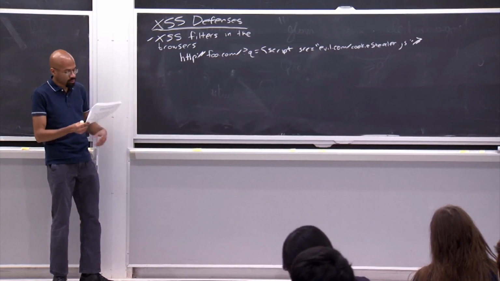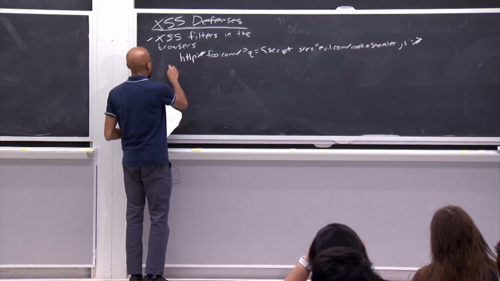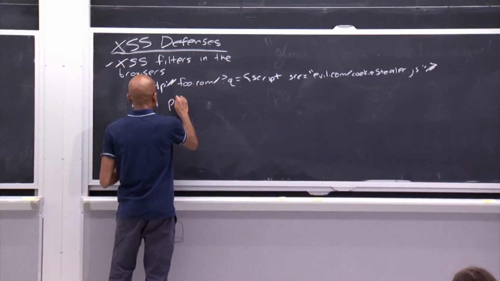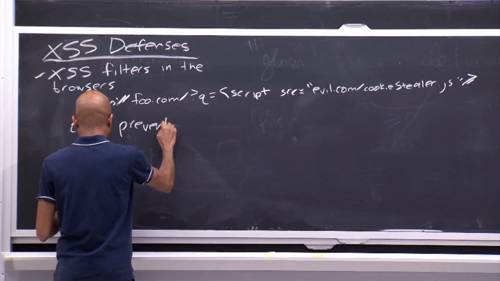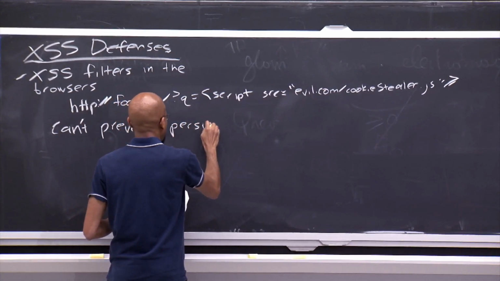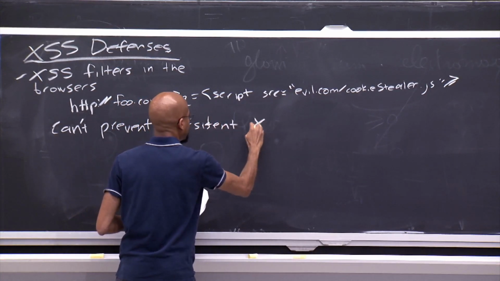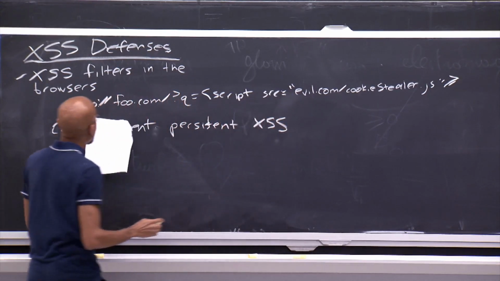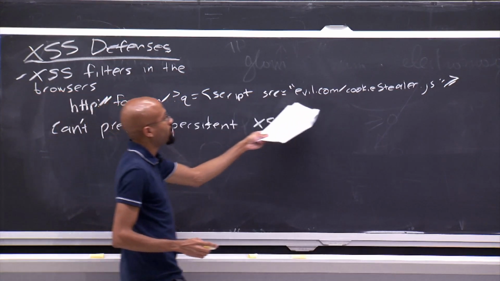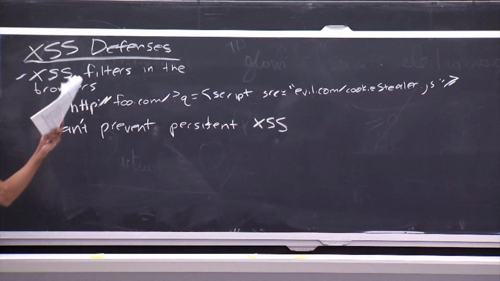So anyway, filters are not a perfect solution, and also filters can't prevent what's known as persistent cross-site scripting attacks. Right? This is known as a reflected or transient one, because this script code just lives in the URL. Then once the user closes that URL, basically the attack's gone.